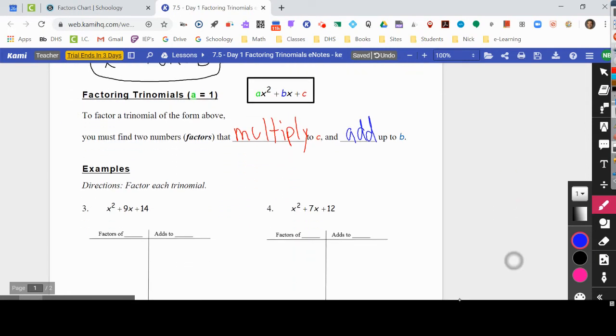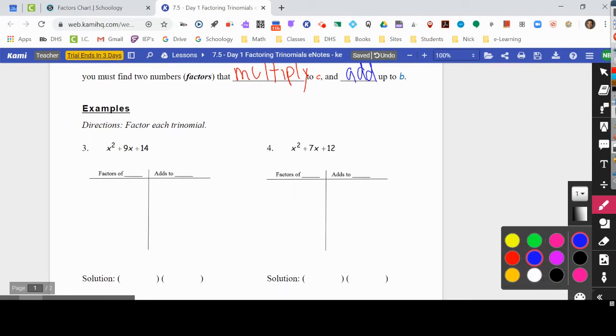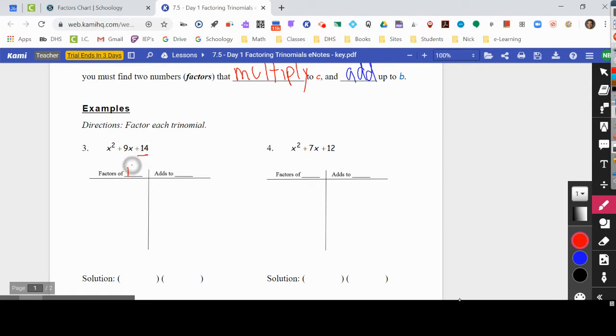All right, so now let's actually do some of these problems and see what I'm talking about. For number 3, the directions say to factor each trinomial, and that trinomial is 3 terms, so we're going to have to break this expression down, x squared plus 9x plus 14. We have to break this expression down into pieces that multiply together. To do this, we want to find factors of 14.